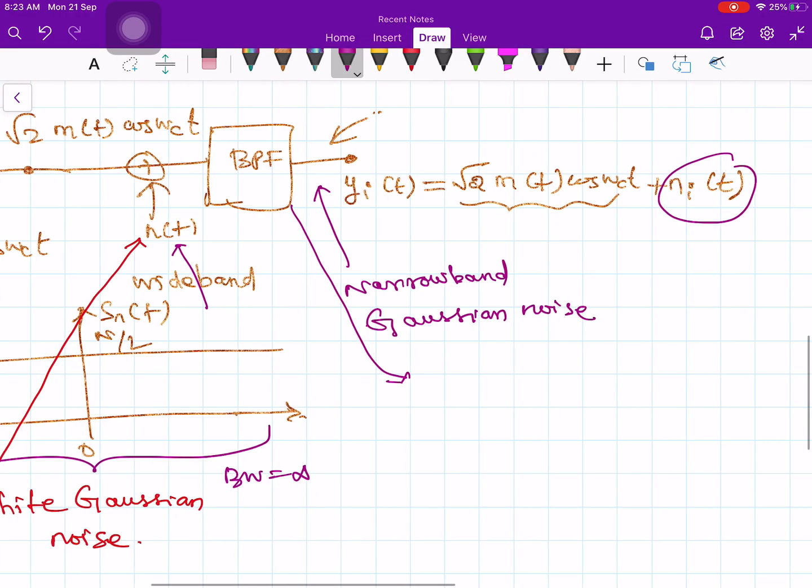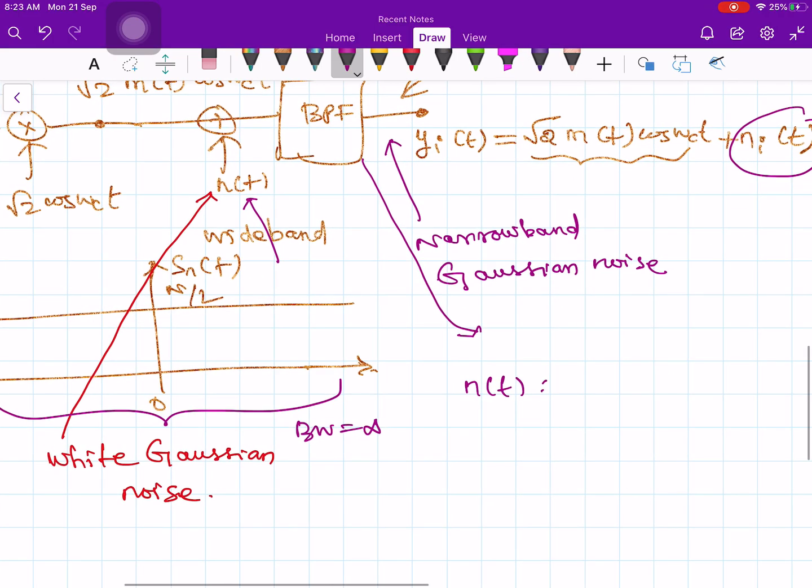Therefore, n of t is the white Gaussian noise or wideband Gaussian noise. Here white means it gives a constant value for all the frequencies. Like when I say white light, that light contains all colors, right? Rainbow. Similarly, here when I say white Gaussian noise, it contains all the frequencies with a constant magnitude, equal contribution for all the frequencies.